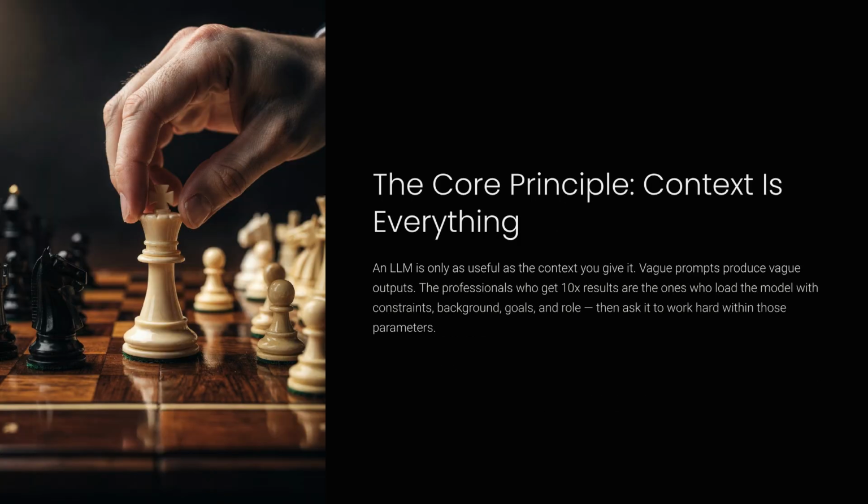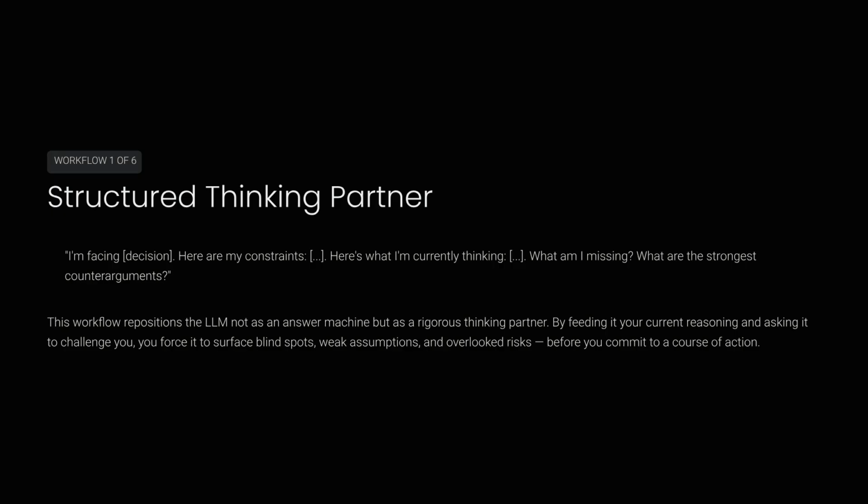The core principle here is that context is everything. Vague prompts lead to vague results, while providing constraints, background, and clear roles enables you to achieve 10 times the typical productivity. First, let's look at the structured thinking partner workflow.